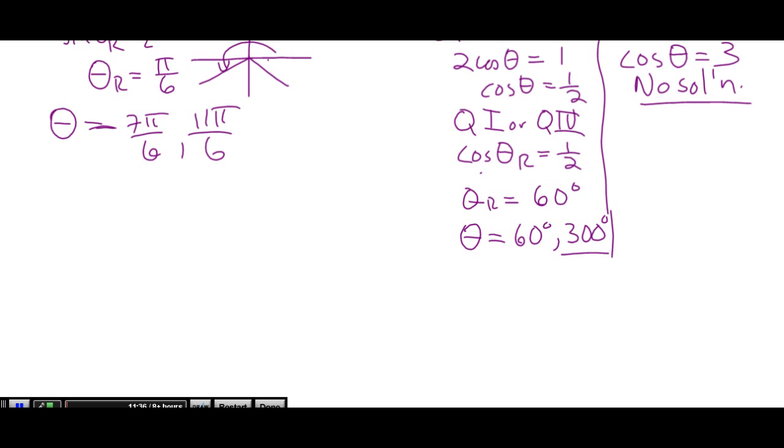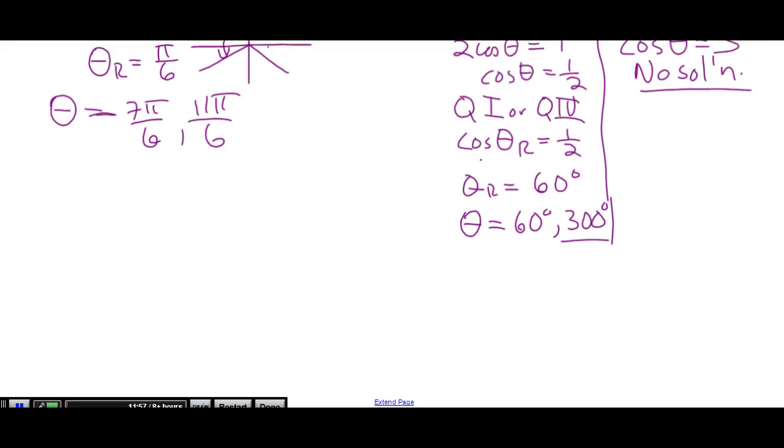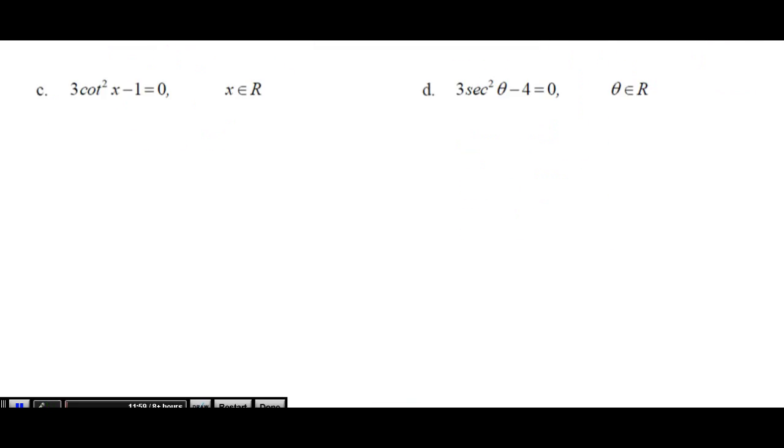Okay, any questions on the first two? Nope, we're good? Okay, so the first one was really just a pretty straightforward equation. Just rearrange it, right? So you want to solve for sine theta or cos theta or tan theta or secant theta or cosecant theta or cotan theta. You want to isolate that, and oh, here we go, cotan. 3 cotan squared x minus 1 is 0. X belongs to the reals.